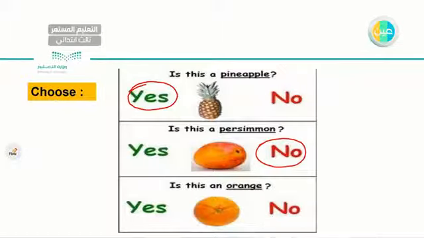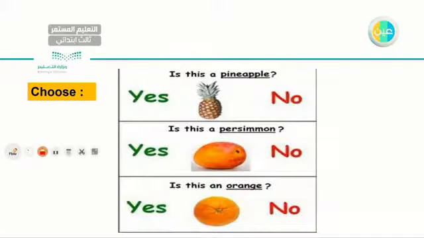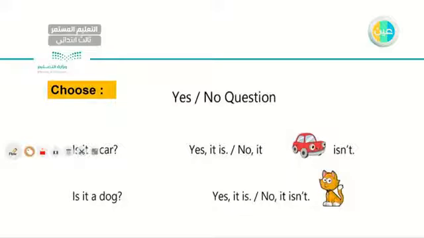The last one I have, is this an orange? Does it look like an orange to you? Yes, very good. So all these questions, my dear student, that start with the verb be, is, are, am, the answer must be yes or no. Let's go to the next one. Choose.